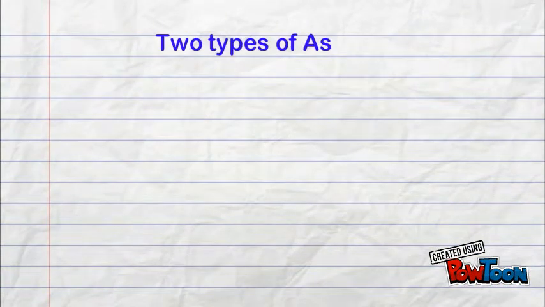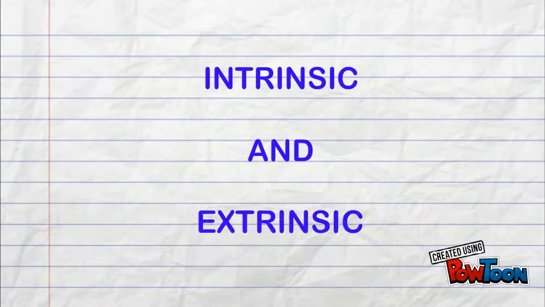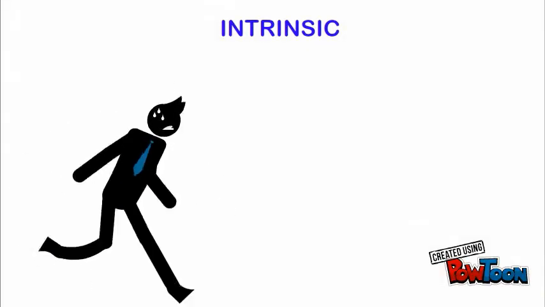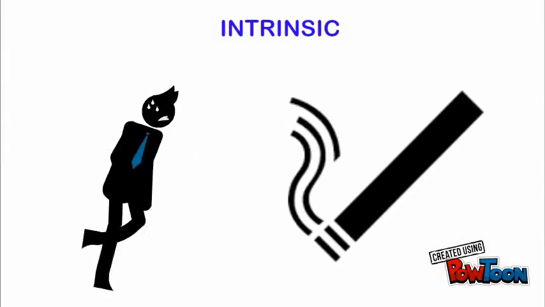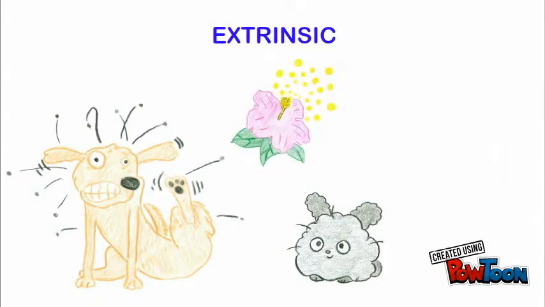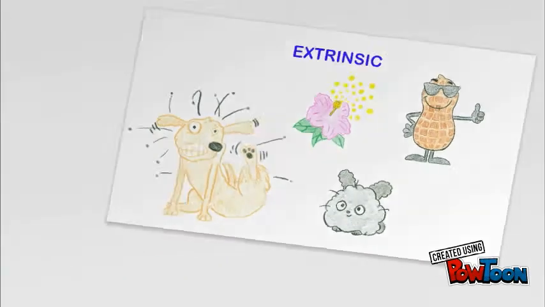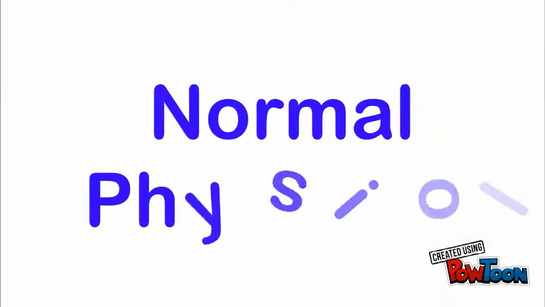There are two types of asthma, intrinsic and extrinsic. Intrinsic asthma is triggered by internal factors like exercise and smoking. Extrinsic asthma is triggered by things external to the body, such as allergens like pet dander, dust mites, pollen, and food allergens. We will be focusing on extrinsic asthma.